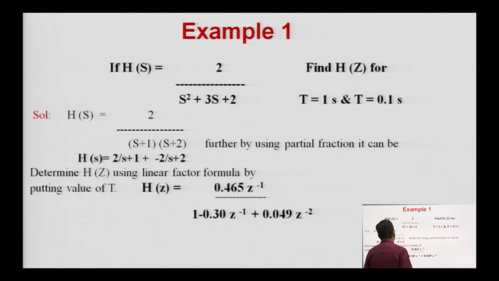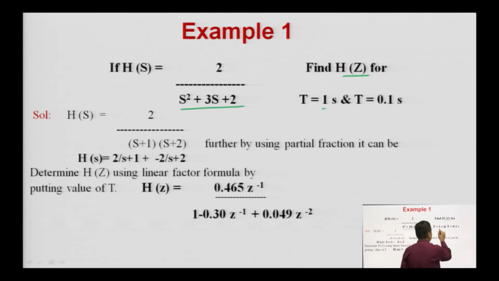Now, if we see some question here. The question is H(s) is equal to 2 upon s square plus 3s plus 2. Find H(z) by using this impulse invariant method if T is equal to 1 second or T is equal to 0.1 second. Generally, T is the sampling time interval, it is given in the question. If it is not given in the question, then you can assume capital T sampling time interval is equal to 1 second. So, it is no issue.